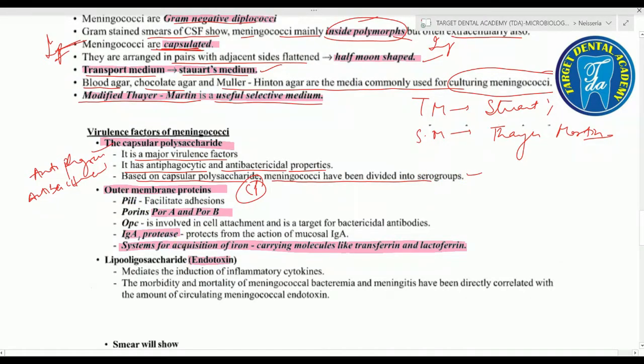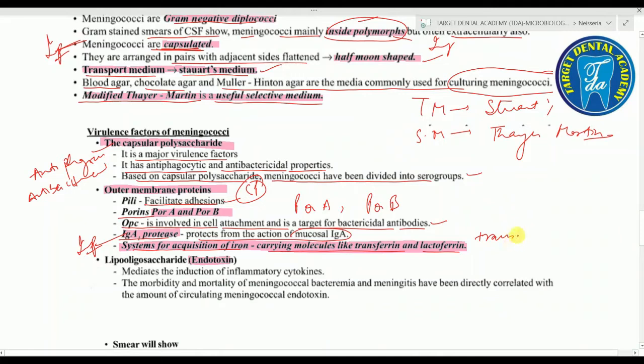The outer membrane proteins facilitate adhesion. The porins are PorA and PorB. The Opc is involved in cell attachment and is a target for bactericidal antibodies. The immunoglobulin A protease destroys the action of the mucosal immunoglobulin A, important. Then there are systems for acquisition of iron, using carrying molecules like transferrin and lactoferrin.